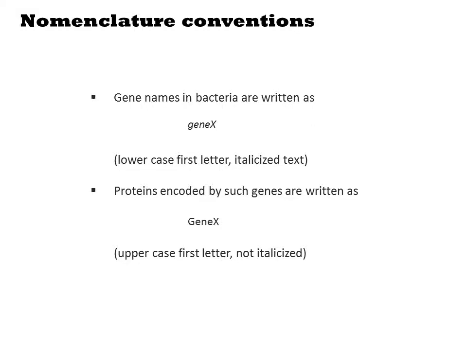By convention, prokaryotic genes are written in italics with the first letter lowercase and all letters italicized. Proteins encoded by those genes are written with the first letter capitalized and no italics.